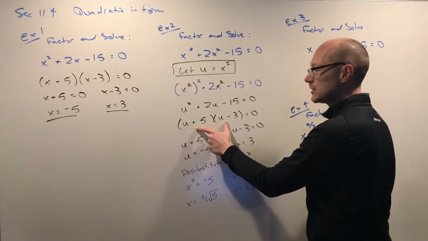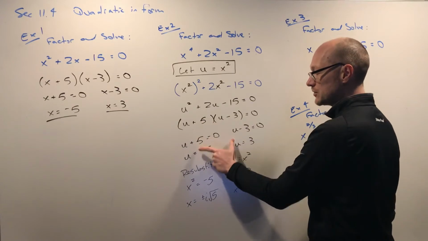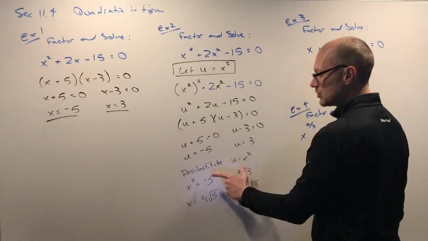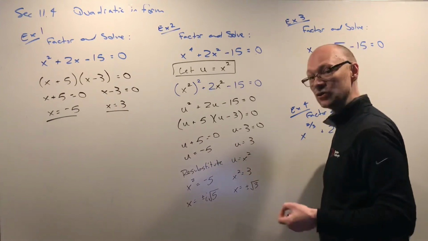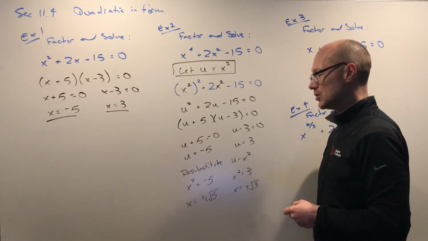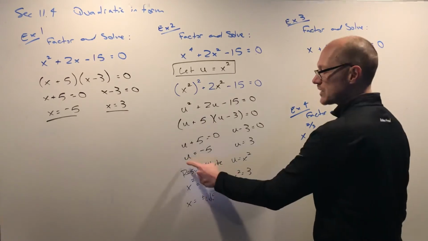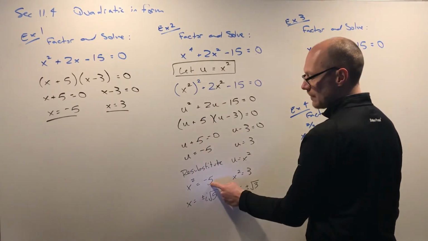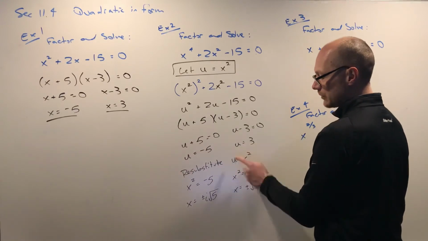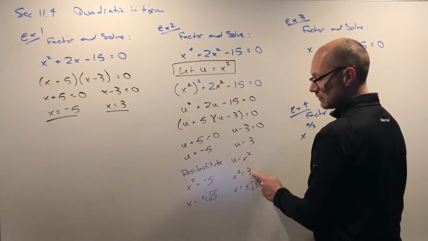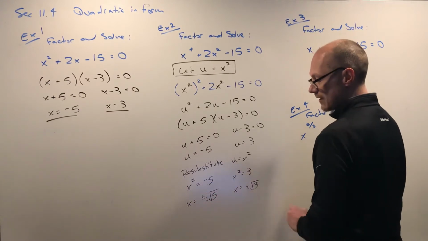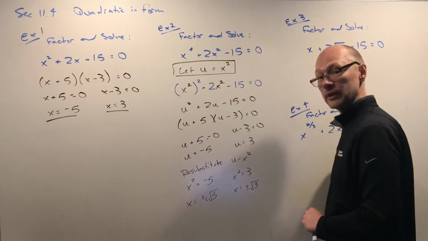We just factor it, set each factor equal to 0, and solve. But then you've got to resubstitute the x squared back into place for those u values. So instead of u equals negative 5, it's really x squared equals negative 5. And instead of u equaling 3, it's x squared equals 3. Well, then just solve them. Square root both sides. Plus or minus i square root of 5, plus or minus square root of 3.